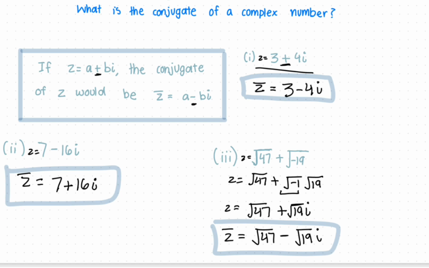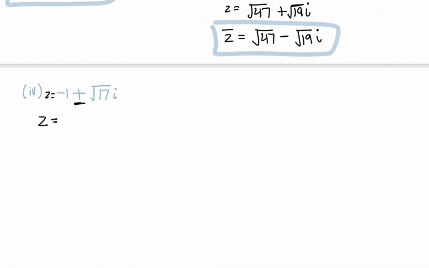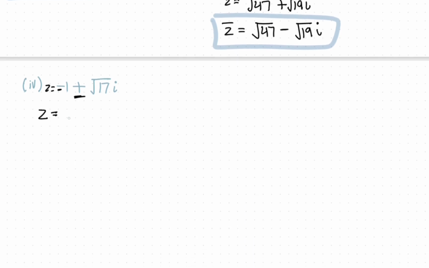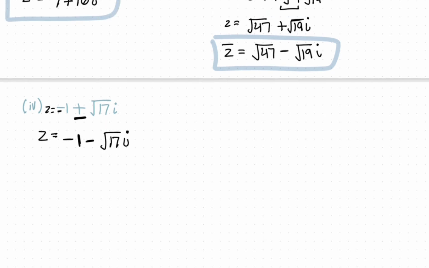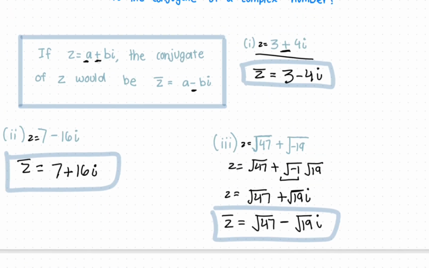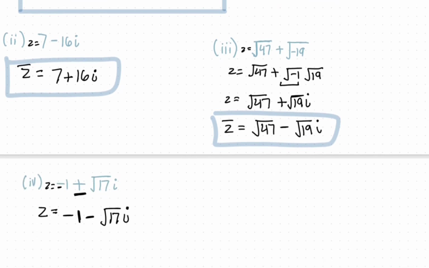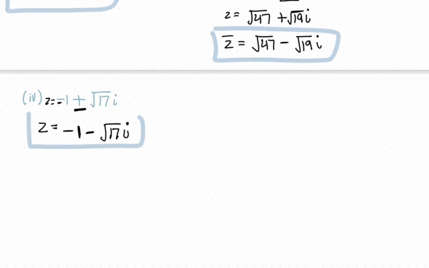This a still remains the same. So even though there's a minus over here, a will always remain the same. So minus 1 minus square root 17 i, because over here it's a plus and here it's a minus. So just to make sure, a always stays the same, just the sign of b changes. So if it's plus b, the conjugate will have a minus b, and if there's a minus b here, then the conjugate will have a plus b. So this would be our answer.